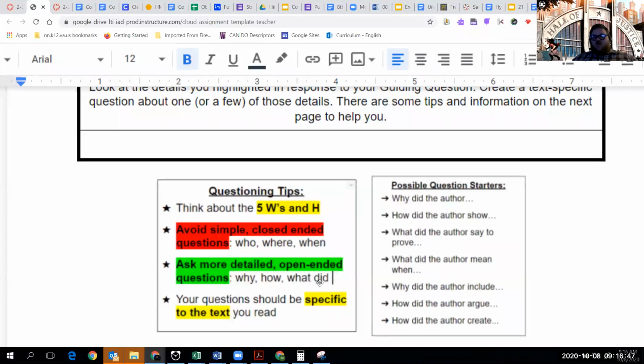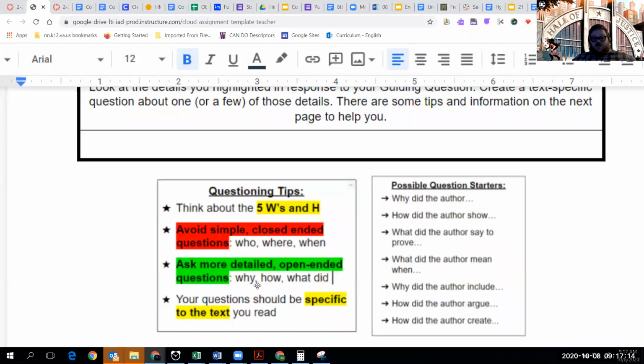The what did question is good, like what occurs when or what happens when, but here we really want to focus on why and how. That's where you're really going to get the main thing. The what did the author say about, that can be a little tricky, but live over here with the why and how. Your questions need to be specific to the text, so it needs to ask something that's covered in the text.